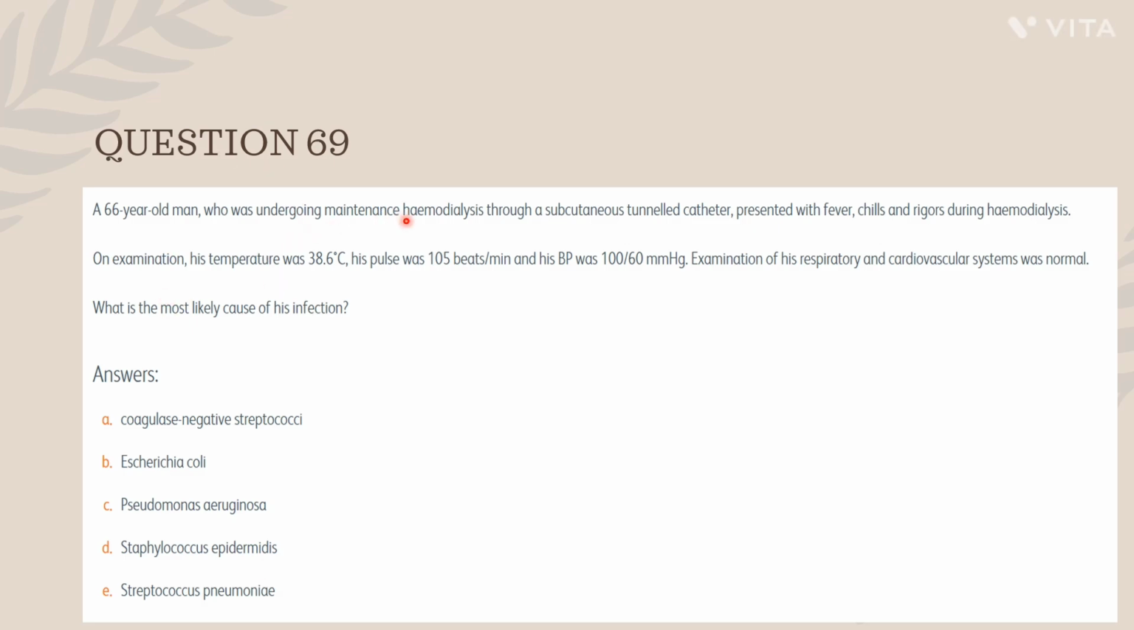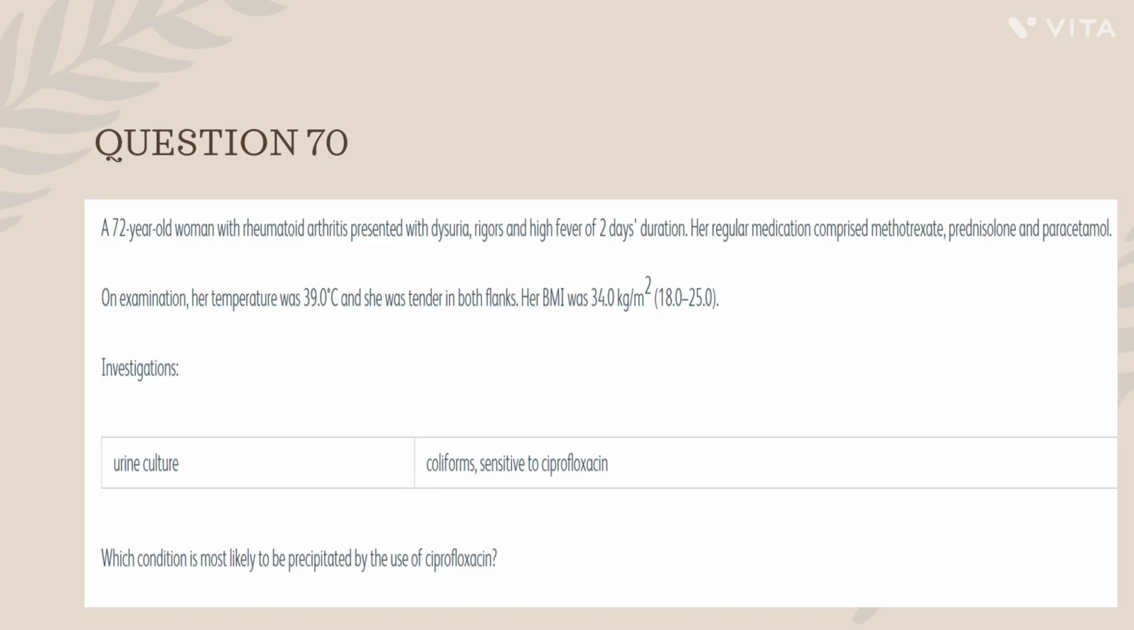A 66-year-old man who was undergoing maintenance hemodialysis through a subcutaneous tunnel catheter presented with fever, chills, and rigors during hemodialysis. On examination, his temperature was 38.6, pulse was 105, BP was 100/60. Examination of his respiratory and cardiovascular system was normal. What is the most likely cause of his infection? So, infection associated with tunneled catheter. The usual organism is epidermidis. If you know this kind of question, it is epidermidis associated with tunnel catheter. Most common organism is epidermidis.